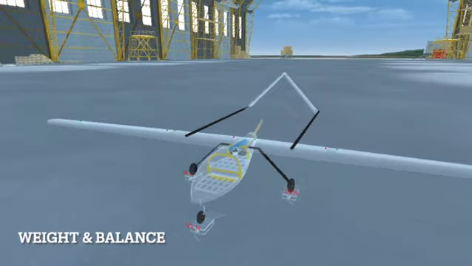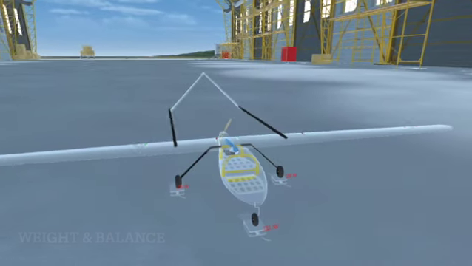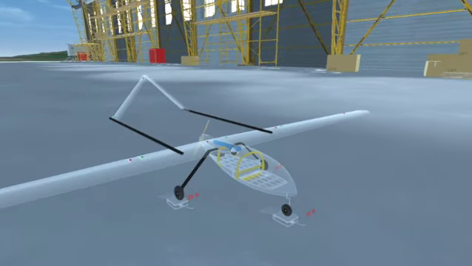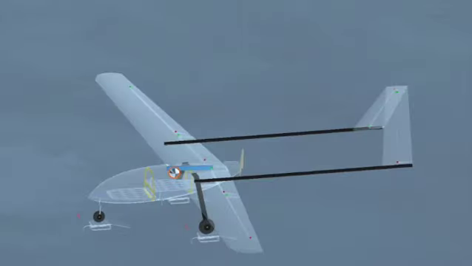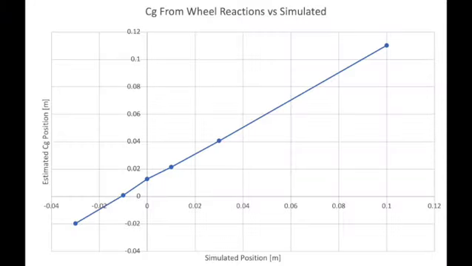The first test carried out for the UAV is determining the CG position and mass, which is calculated using wheel reaction measurements, using the port, starboard and nose arms with their respective loads. The aft CG limit was found to be 0.12 meters for wheels down. We can see the measured CG against the actual CG for different locations, and it shows a linear trend.